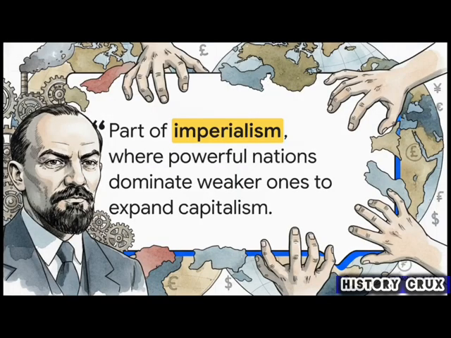And finally, Vladimir Lenin. He put colonialism into the bigger picture of imperialism. He saw it as the ultimate stage of capitalism, where powerful nations are in a mad scramble to carve up the world between them to expand their economic and political power.